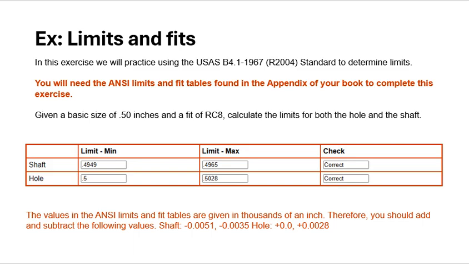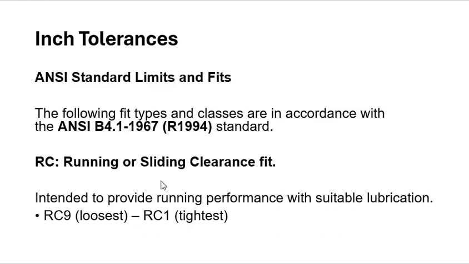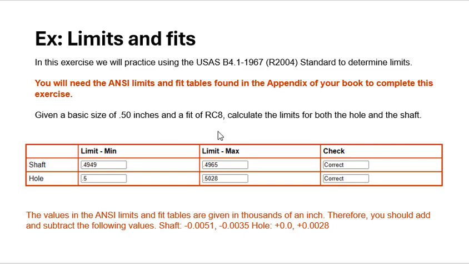Now we come to the next example. We have a basic size of 0.5, in the British or English system, inches. You have your RC, your running fit. I'm going to quickly show your RC in case you forget it. You won't get it right away, so you have to go back to your handout or your textbook. Running or sliding clearance, that's what this RC is about.